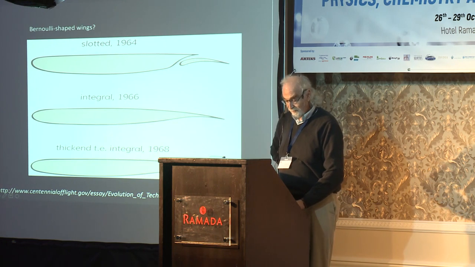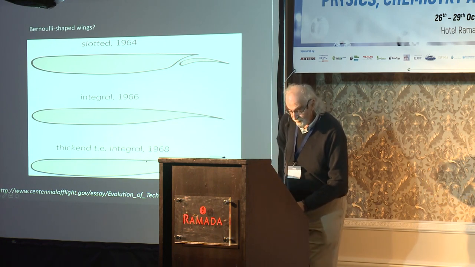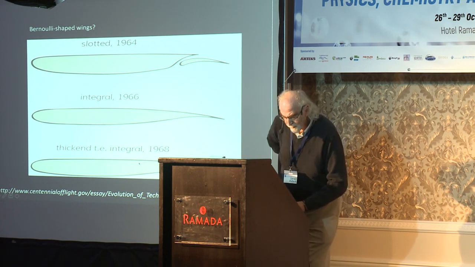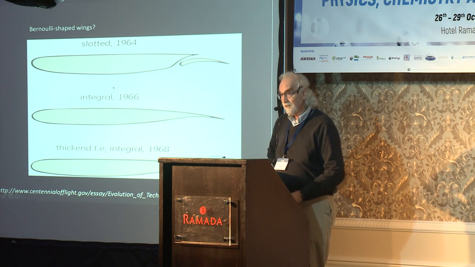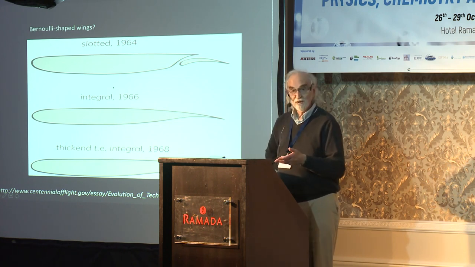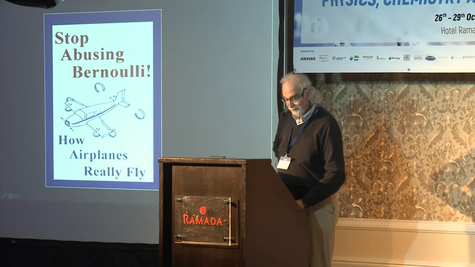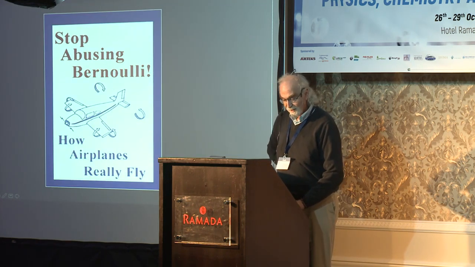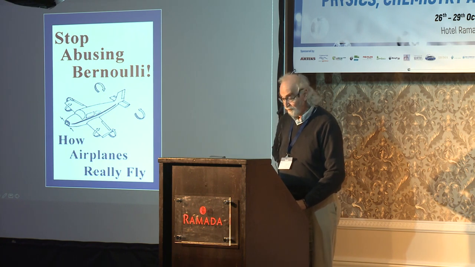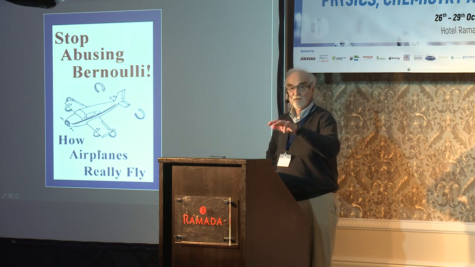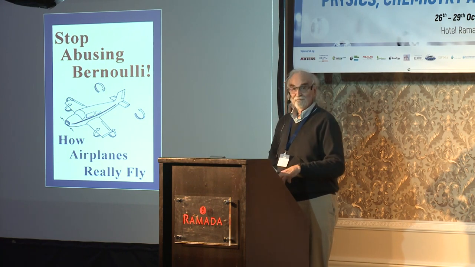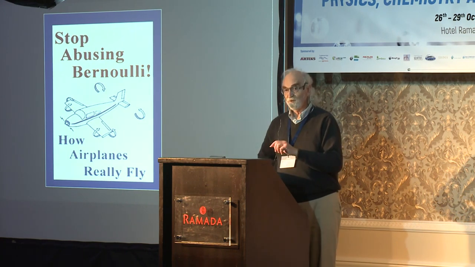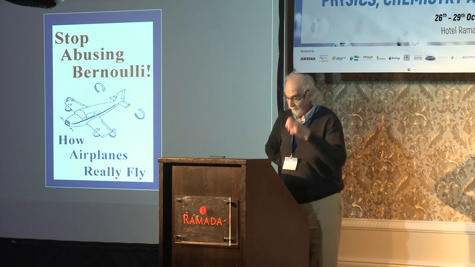These wings appeared in the 1960s, and I think they're called critical shape or something like this. But here are some of the patterns of wing shape that came out and were used in many planes. So again, there's something wrong with Bernoulli's principle, and I guess it's summarized by this book that appeared in 1997, Stop Abusing Bernoulli, How Airplanes Really Fly. I showed you these slides to say that most of us think that it's Bernoulli's principle that keeps everything up. These slides imply that there's something wrong with it, that it is not the mechanism we're talking about.